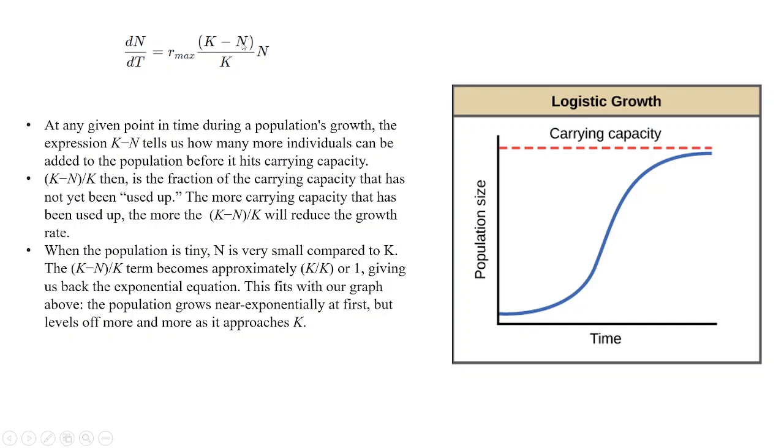So when N is very tiny, if N is almost negligible, then K by K becomes 1, and it almost gives us an exponential equation. So it fits when the population is very tiny and there are huge resources. At that point of time, it may become an exponential curve. But as and when the organisms divide and the population size grows, then the logistic model is more realistic. So that is that.